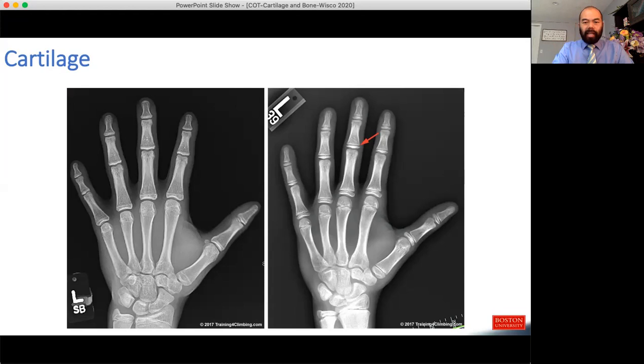But this line here is super important. That is where the growth plate is. And that growth plate, which we will talk about more in the next lecture, is filled with cartilage. So the real question is, why does it show up as a dark line?